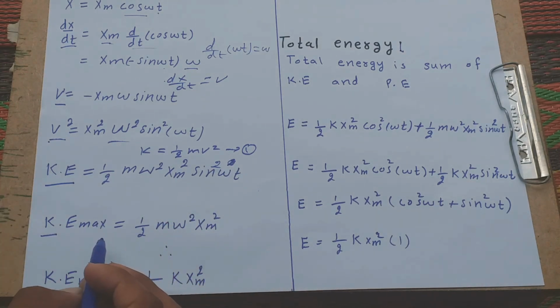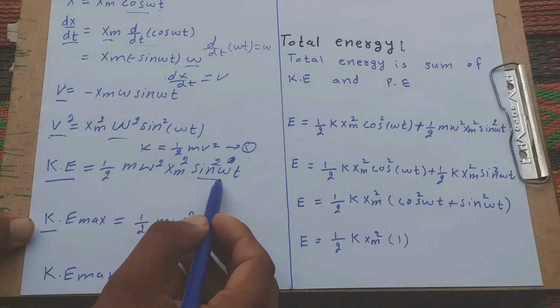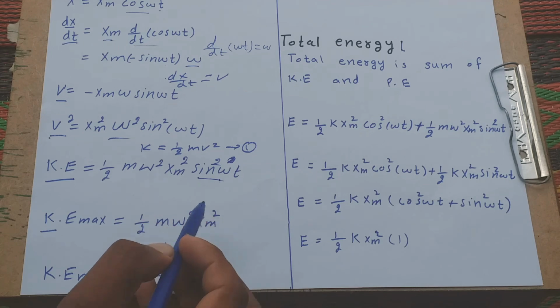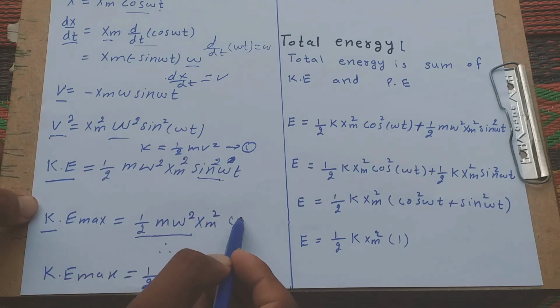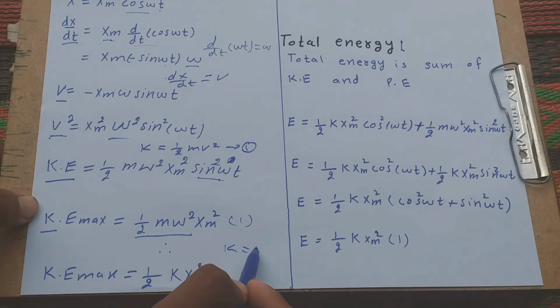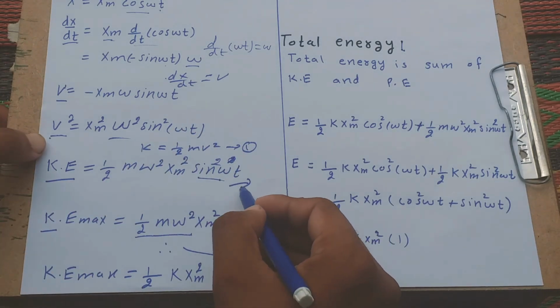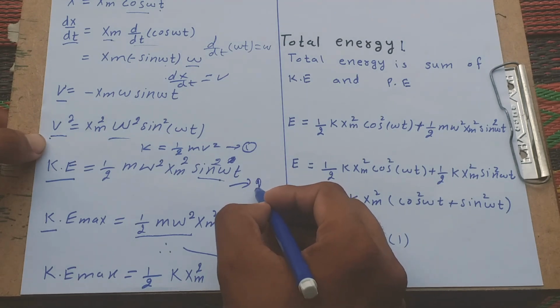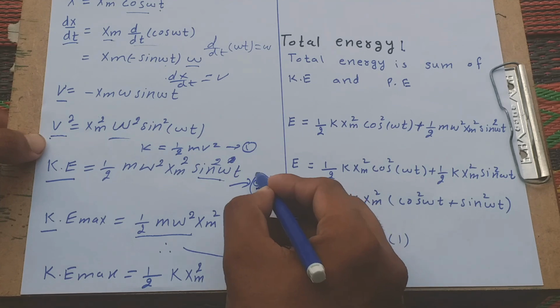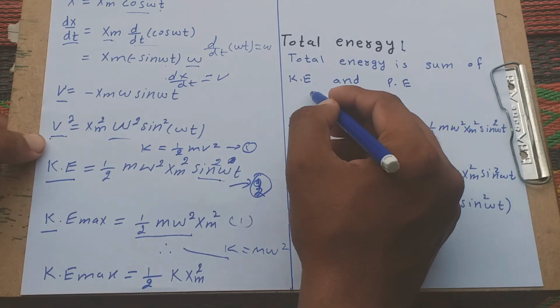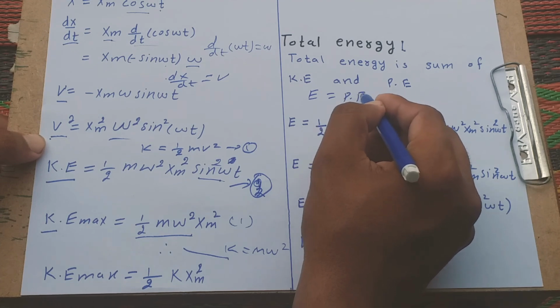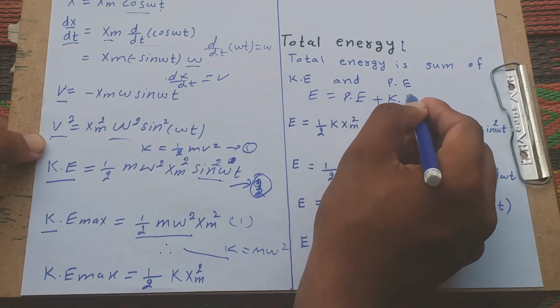For maximum kinetic energy we consider sine square omega t as 1. Then we write here, we know that k is equal to m omega square, use it here. Then we obtain maximum kinetic energy is equal to half k xm square. Okay, we found kinetic energy and potential energy. Okay, this is equation 2. Total energy is the sum of kinetic energy and potential energy. This is potential energy and kinetic energy.